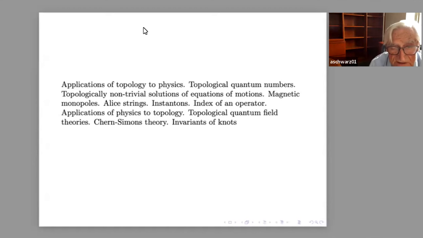Another thing that I will talk about is applications of physics to topology. Really, physical considerations led to the notion of topological quantum field theories. And this is really a very important notion. It is important to mathematics because it gives new topological invariants, but also invariants of a different kind. Again, here the most important thing is Chern-Simons theory that led to new invariants of knots. But this is about applications of physics to topology.